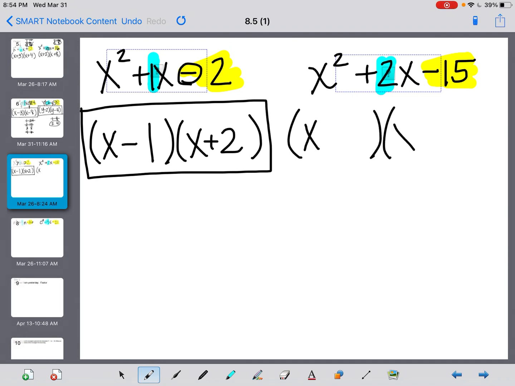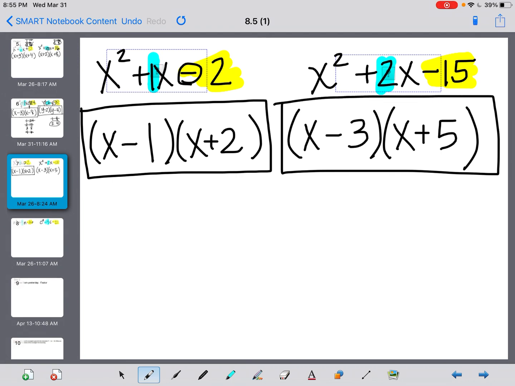Okay, when you did this one, hopefully you had an x in each. And then I needed to multiply to equal -15, add to be +2, which gave me a 5 and a 3. And because I need a +2, the bigger number has to be positive, and the smaller number will be negative.